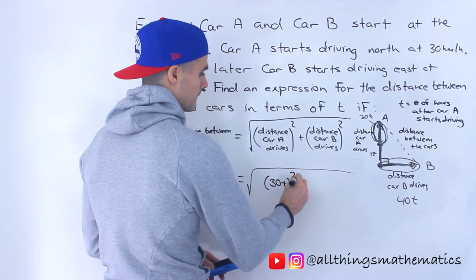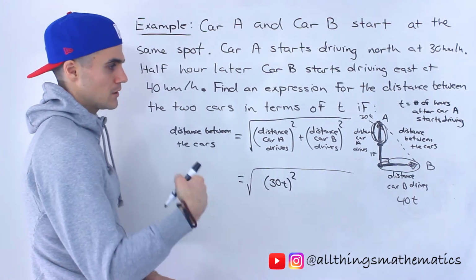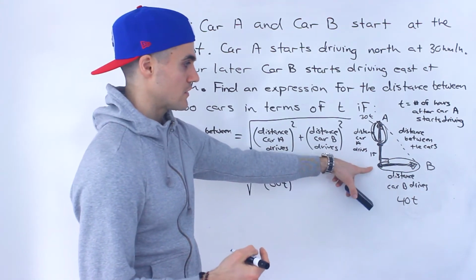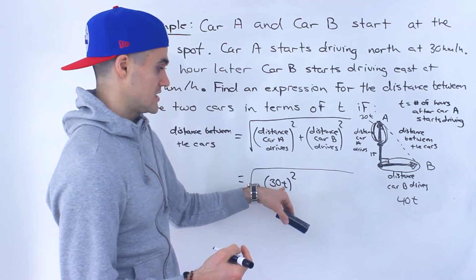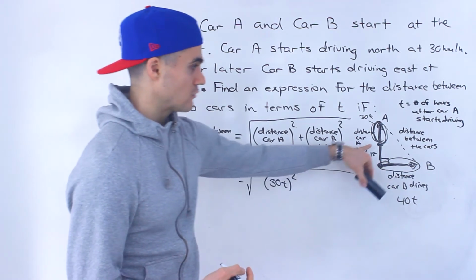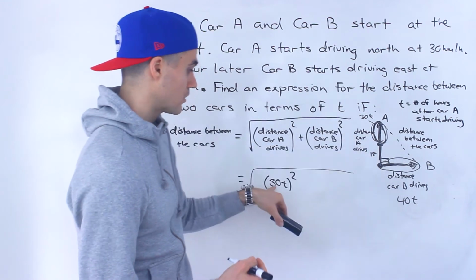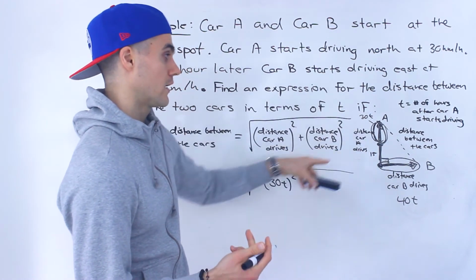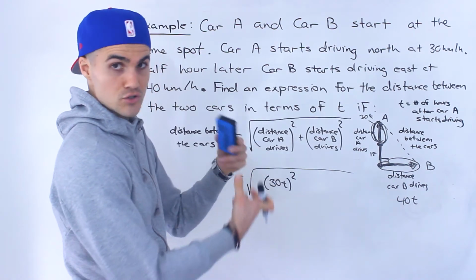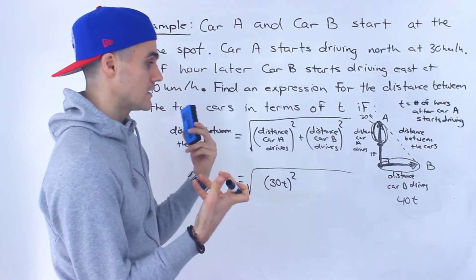If you think about it, the number of hours after car A starts driving, well, in half an hour, t would be 0.5. 30 times 0.5 would give us 15. After an hour, 30 times 1 would be 30. Or in 3 hours, 30 times 3, it drove 90 kilometers.